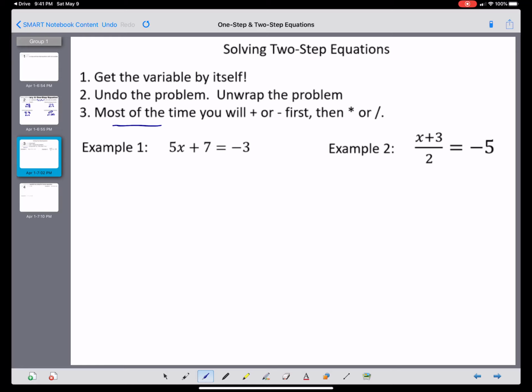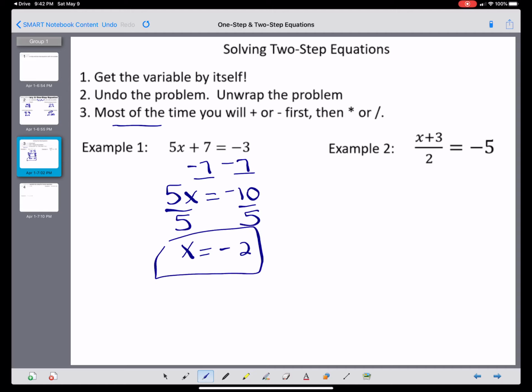So let's start with 5x plus 7 is equal to negative 3. It says we always want to add or subtract first. So I need to get rid of the 7. I'm going to do the opposite. It says plus 7, so I want to subtract 7. The 7's are going to go away. I'm going to bring down that 5x, and take negative 3 minus 7, which is negative 10. Then I'm going to either multiply or divide. In this case, I need to divide. The 5's go away, and negative 10 divided by 5 is negative 2. That's my answer.